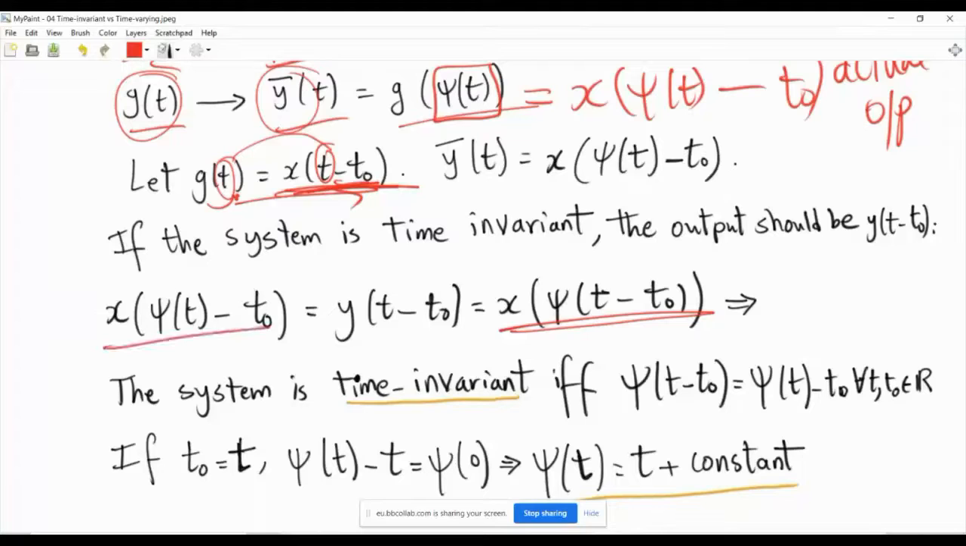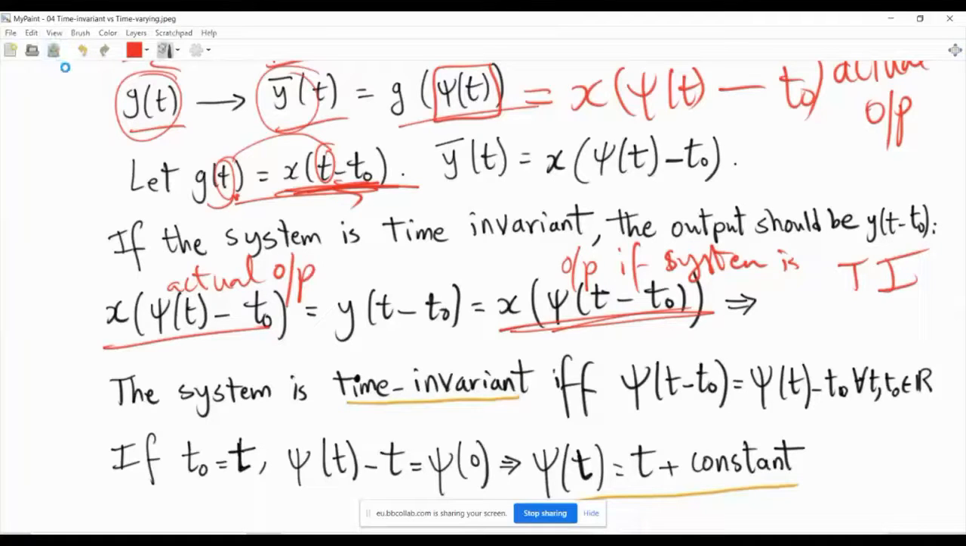So this is the actual output, and this is the output if the system is time invariant. Do they look the same for every x and for every t0? No. Okay, they look different.